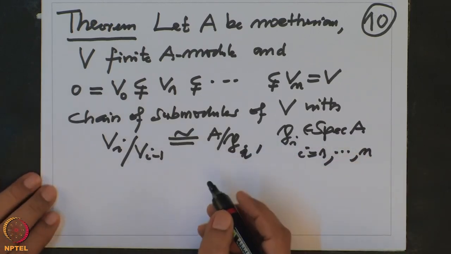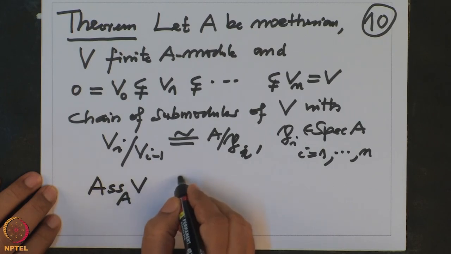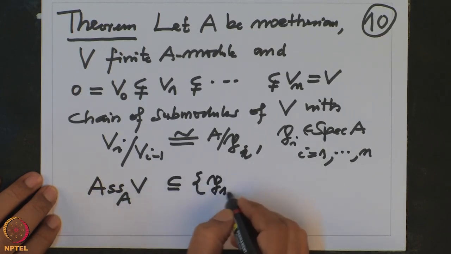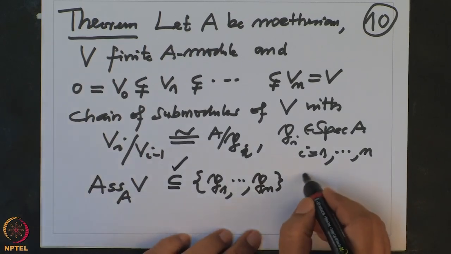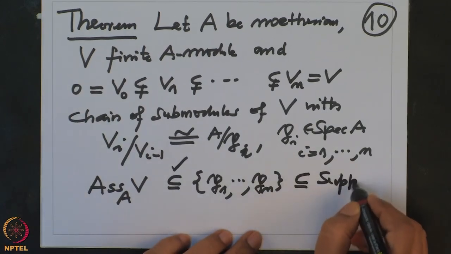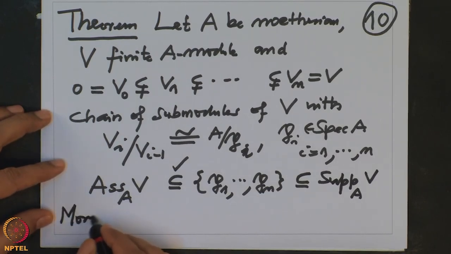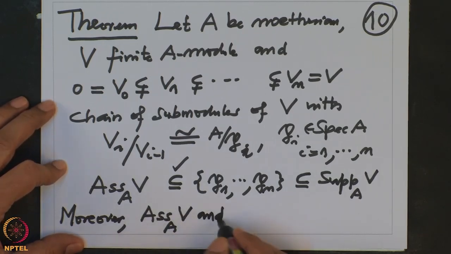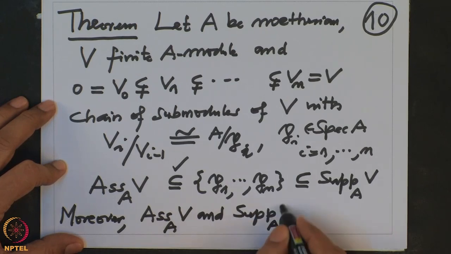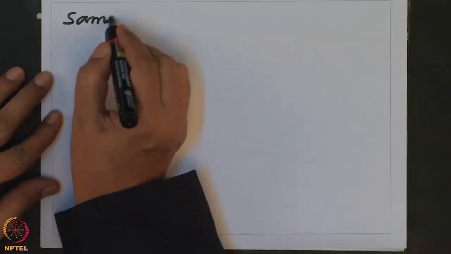Okay, then we have proved earlier that the associated prime ideals of V are contained in P1 to Pn. And now I am saying that this is contained in the support of V. Moreover, the set of associated prime ideals of V and the support of V have the same minimal elements.